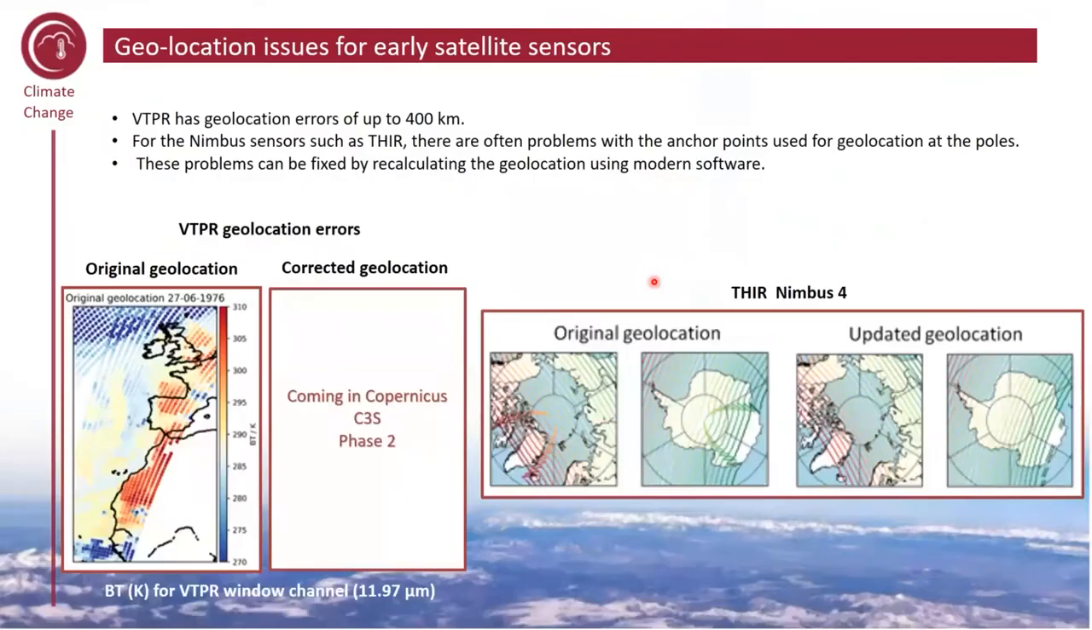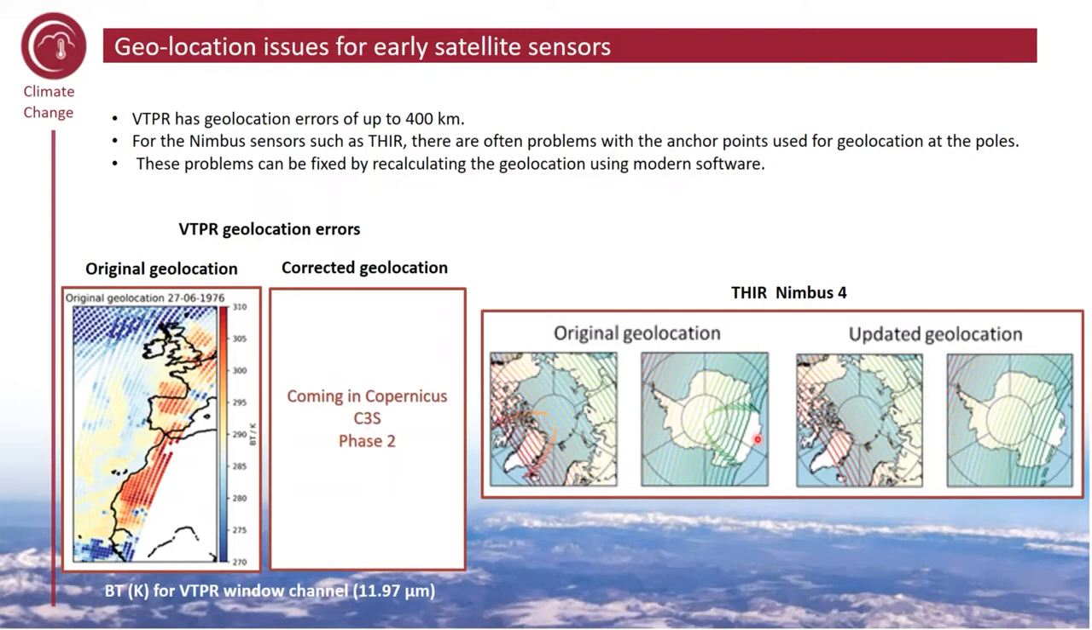Just to pick up some examples from the work done so far, the temperature and humidity infrared sounder on Nimbus 4 exhibited significant geolocation problems in the polar regions. The consortium led by Spacia, involved in the University of Reading, really improved in that, and the data sets are much better as a consequence. The panel on the left shows BTPR, which we've already assimilated. A close inspection of that data shows that there are also significant geolocation issues, and the aim is that in phase two of C3S, we use the same techniques developed for THIR to improve the geolocation.